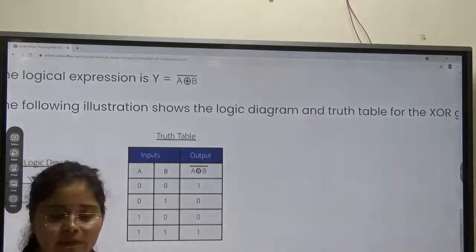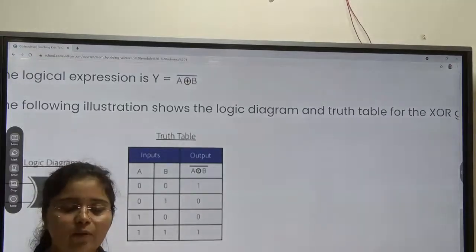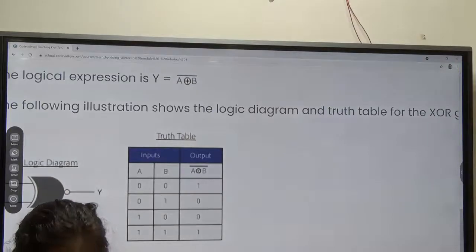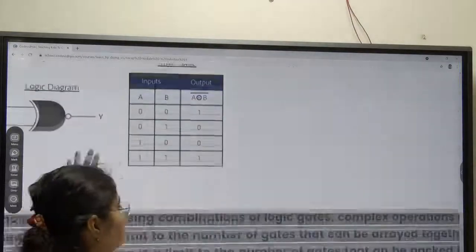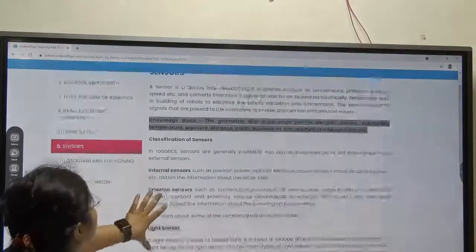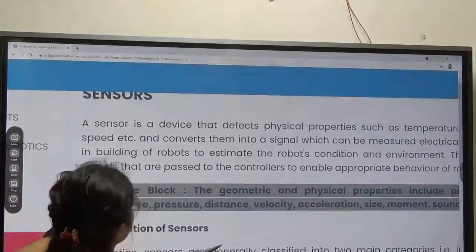Okay? Is it clear to all of you? Basic difference between XOR and XNOR: if both inputs are the same, in the case of the XNOR gate, then the output will be 1. And if both inputs are different, then the output will be 0. Okay? So now continue with the sensors.